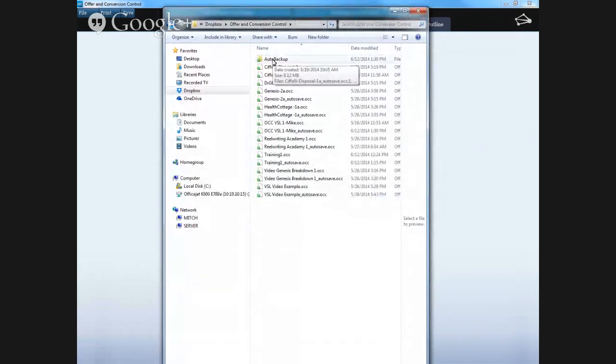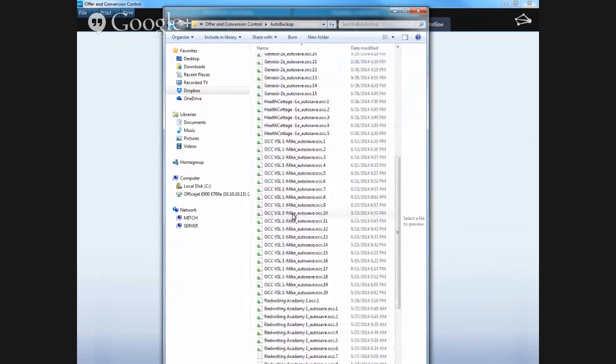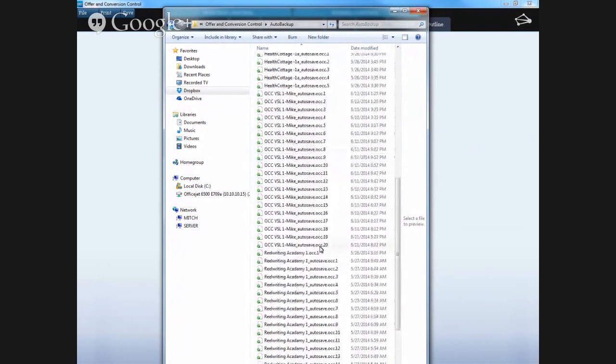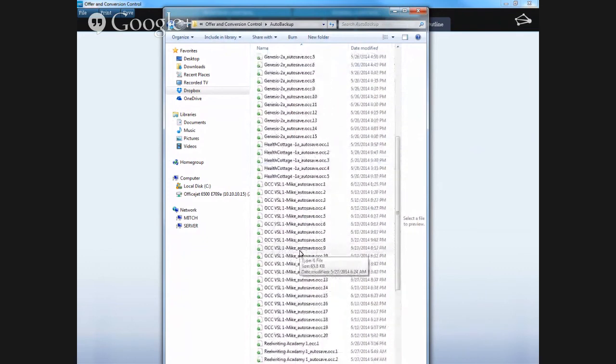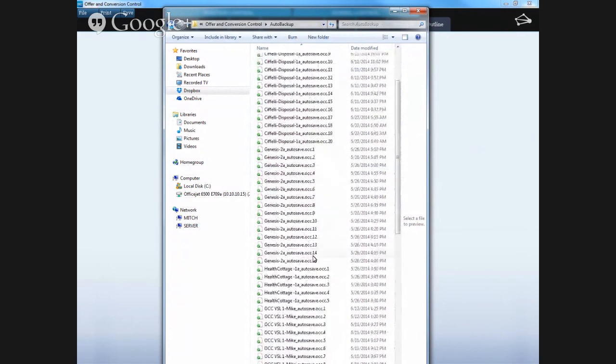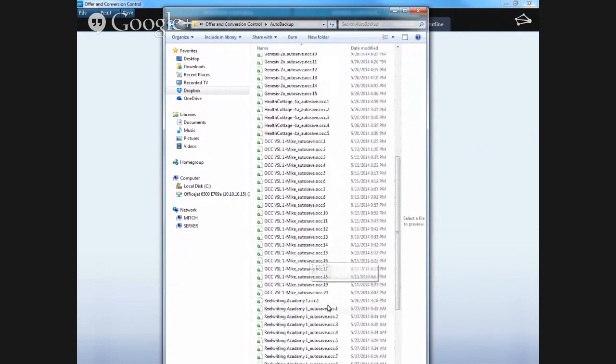Every time I press save, or the system auto saves it, it takes the file. Let's just say we're working in this one, OCC VSL Mike. If I press save right now, it takes this file and dumps it in the auto backup folder, creates a backup, and then moves all the backups 20 deep. So there will be 20 deep of the files that you're working in. For the last 20 times save has been processed, there's a file.